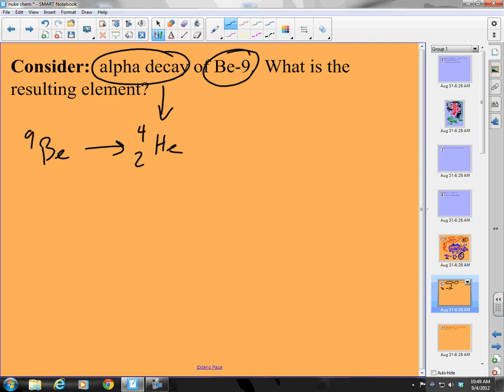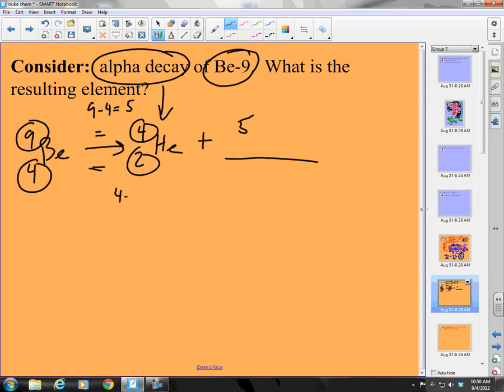I look in the periodic table, and what do I see for beryllium? I see 4. Good. And I need to figure out what's left over here, right? I look up here at my mass numbers, and I have 9 equals 4 plus something. So when I take 9 minus 4, I get 5. So I have a 5 here. And then I do the same thing with my atomic numbers. I have 4 is equal to 2 plus what? 4 minus 2 equals 2. So I have 5, 2, and I look in my periodic table. When I have an atomic number of 2, that means I have helium. There we go. What is the resulting element? Helium-5. Piece of cake, isn't it?